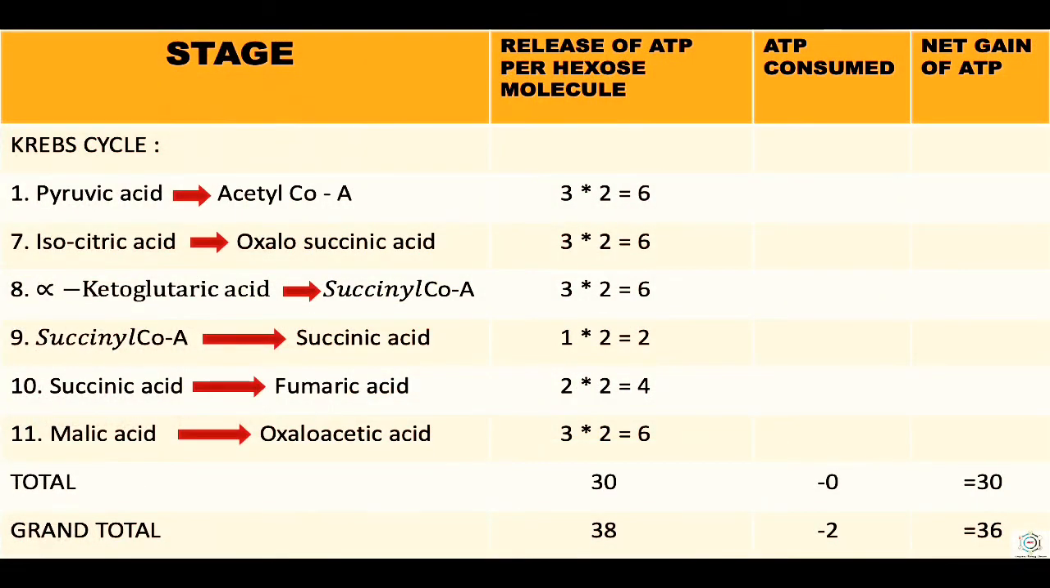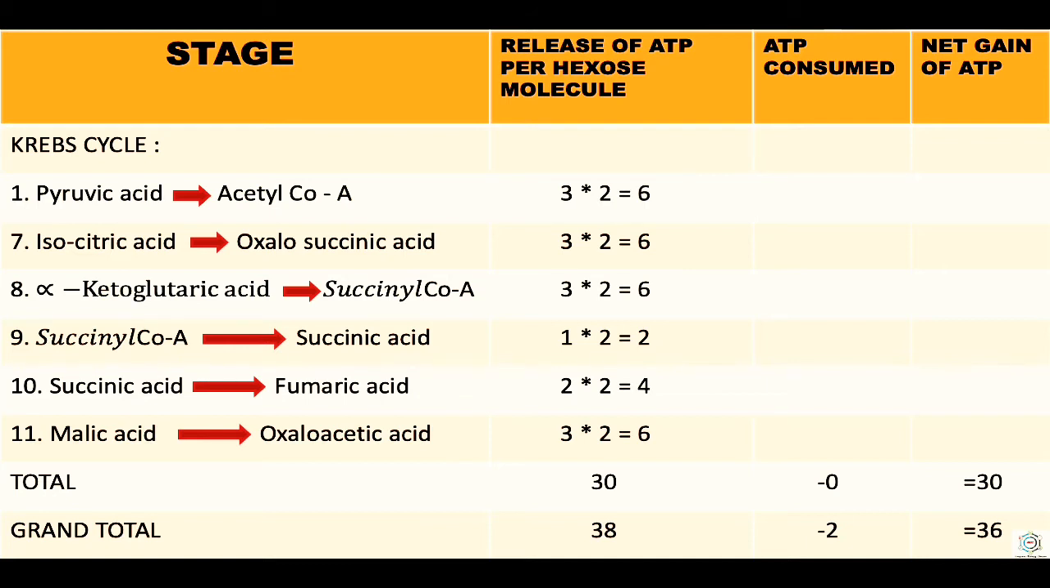After this, see here the stages of the Krebs cycle. First is the oxidative decarboxylation. Here the pyruvic acid is converted to acetyl coenzyme A, and 6 ATP molecules are released. After that, conversion of isocitric acid to oxalosuccinic acid, here also 6 ATP molecules are released. Then alpha ketoglutaric acid to succinyl coenzyme A, here also 6 ATP molecules are released.